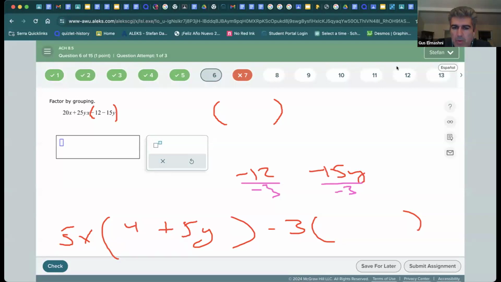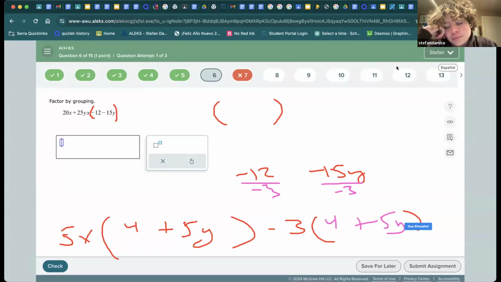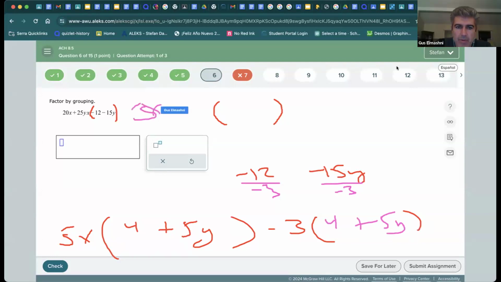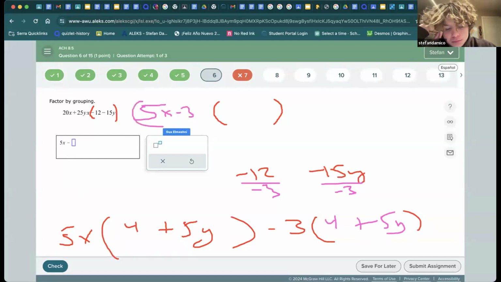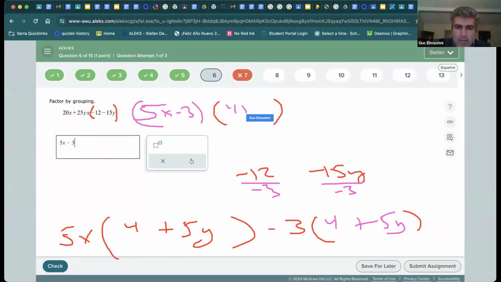So yeah, when you divide negative 12 by negative 3, what do you get? You get 4. And then plus 5. Not minus 5, plus 5. Good. Because these have to be identical. So now the final answer is 5x minus 3, and 4 plus 5y. That's the answer.